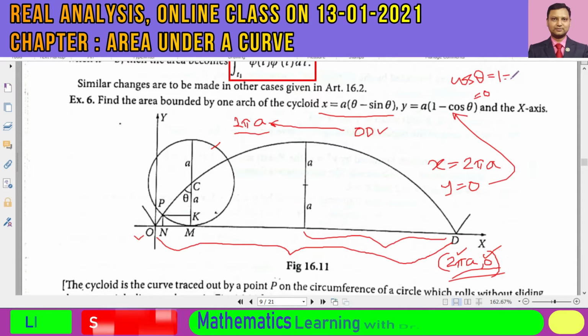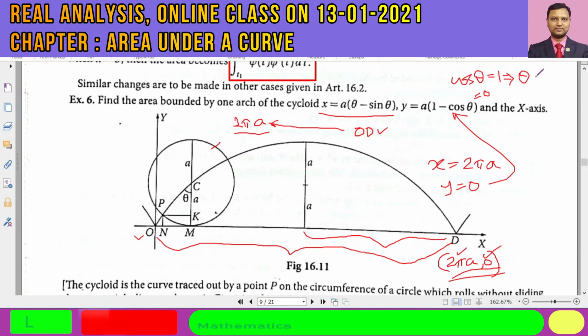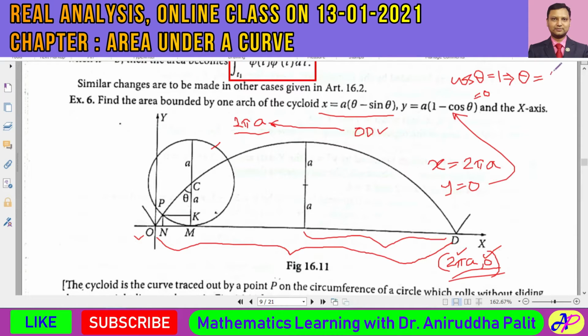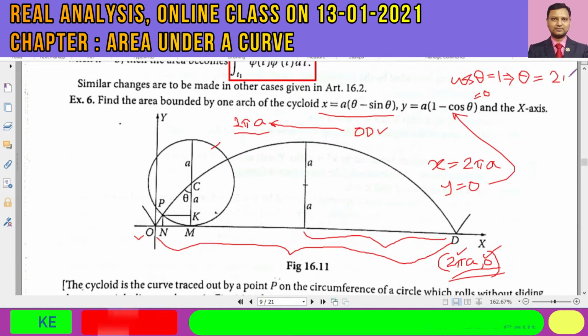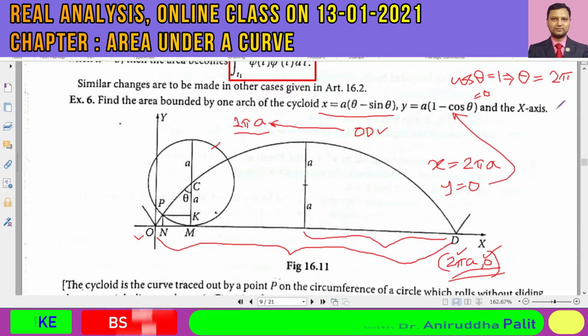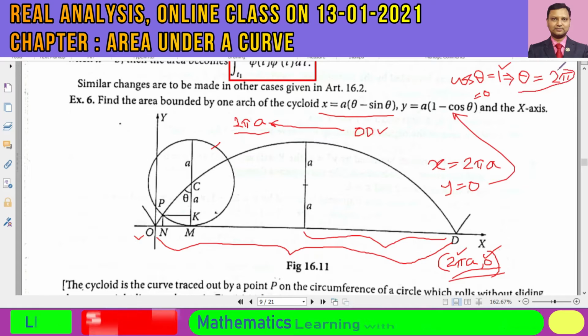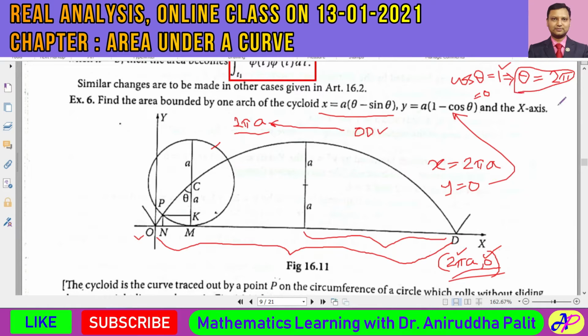Then what is the value of theta in this case? Theta would be equal to twice pi, because cos of twice pi, that is actually cos of 0, is equal to 1. So cos of twice pi is 1. Therefore, we shall get this value of theta. So theta would be equal to twice pi.